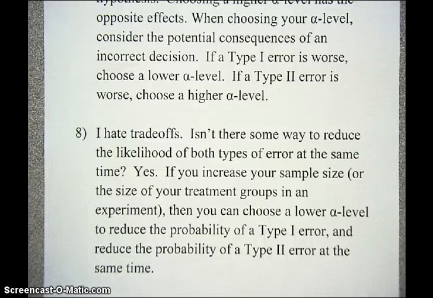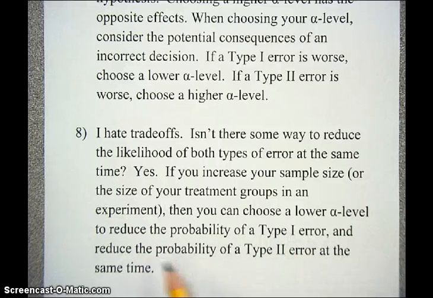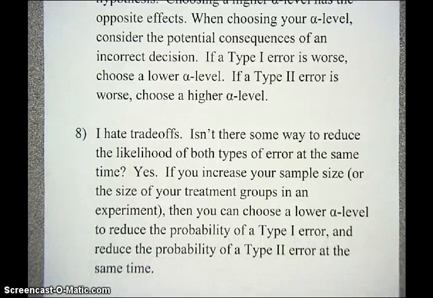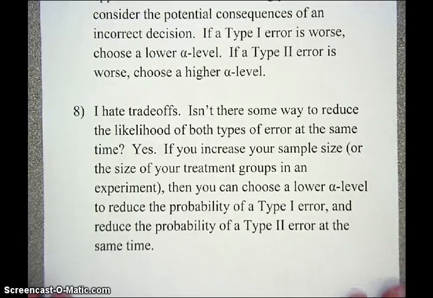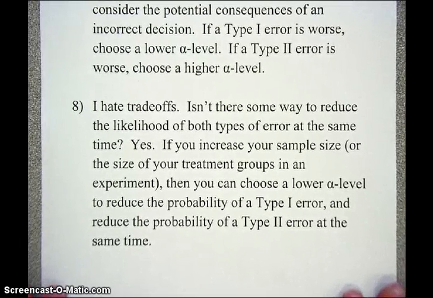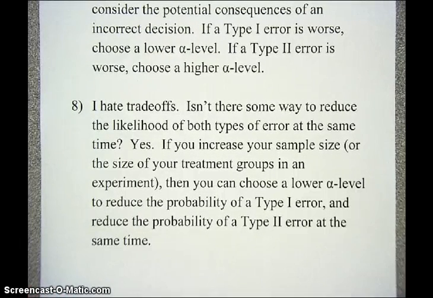That'll allow you to choose both a lower alpha level to reduce the probability of a type 1 error, and at the same time you can reduce the probability of a type 2 error. So you can get the best of both worlds. A low alpha level, which allows you to limit the probability of type 1 errors, and also reduce the probability of type 2 errors. So large sample sizes are very beneficial. However, they're costly, and you need to be aware of that trade-off between the cost of a sample and the benefits of a larger sample.